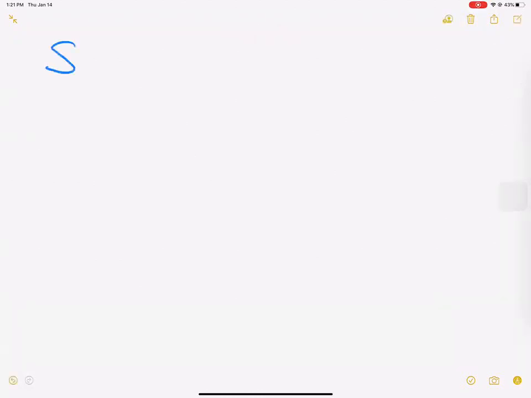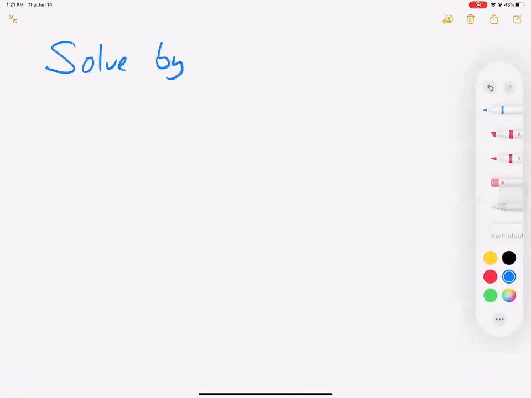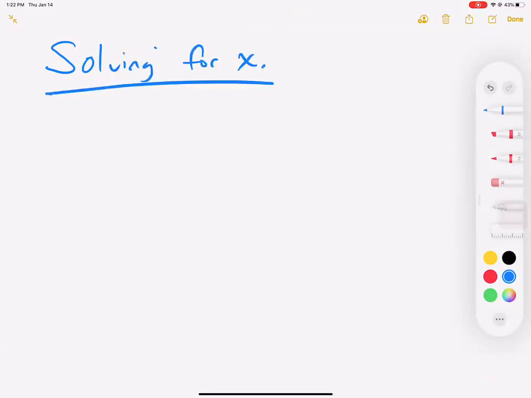Here's our idea here. I'm already going to factor it for you today. So we're going to solve by, I don't say solve by there, darn it. Erase the by, I'm sorry guys. Solving, that's easy. Solving for x. Okay, easy peasy, solving for x.